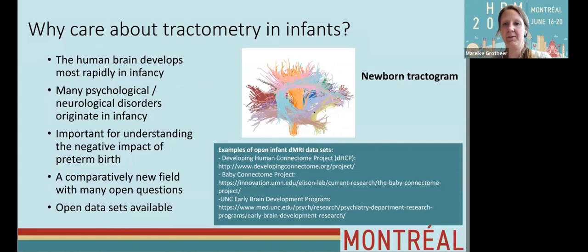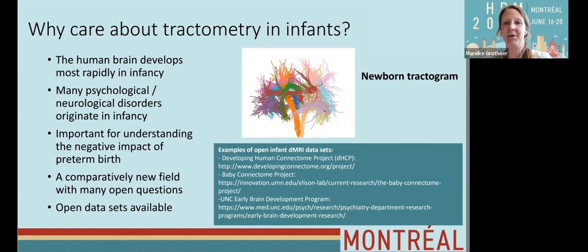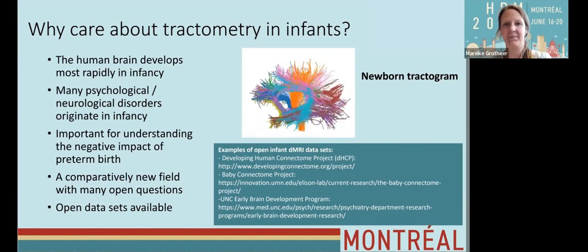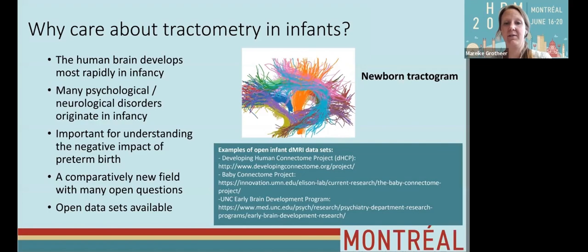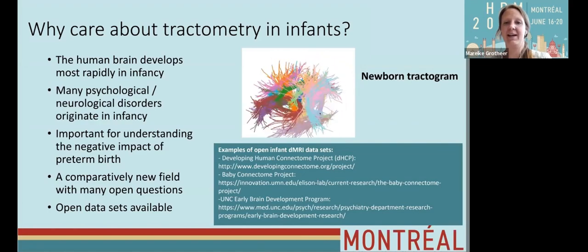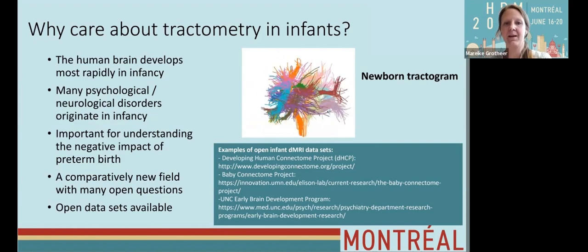Importantly, you can perform tractometry on all sorts of human and animal diffusion data. Today, I'm hoping to convince you that doing tractometry in infant data is particularly exciting. For starters, this is because the human brain changes most rapidly during infancy. In the first year of life, the white matter volume has been shown to increase by about 11%, and most of the white matter myelin growth happens in the first year of life as well.